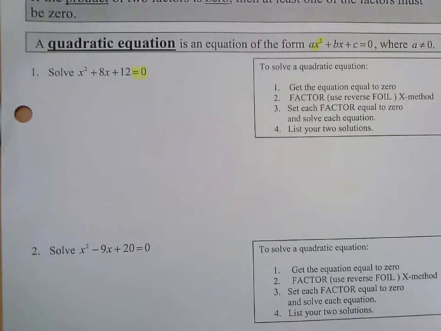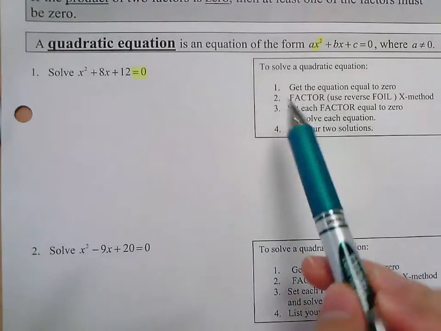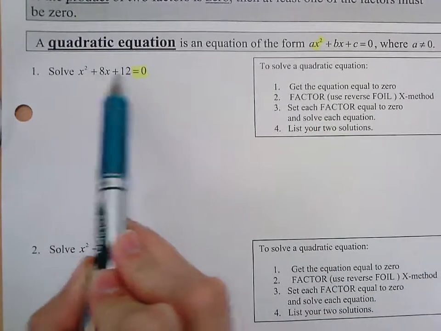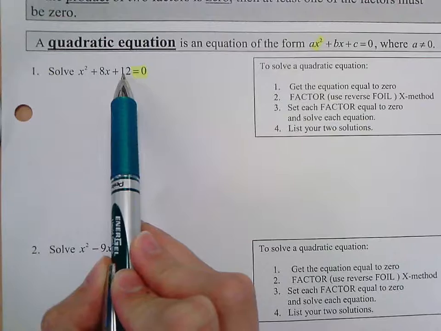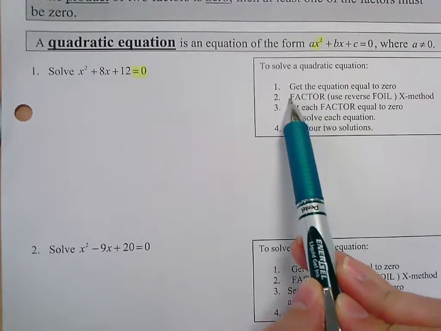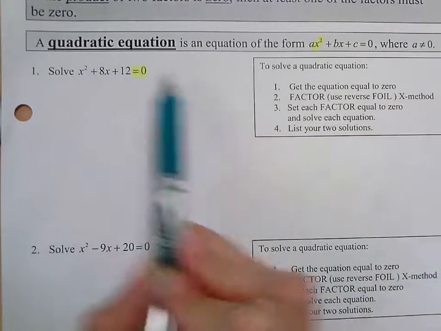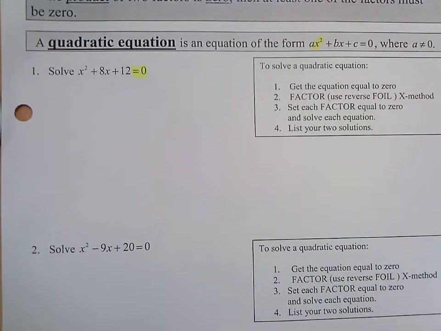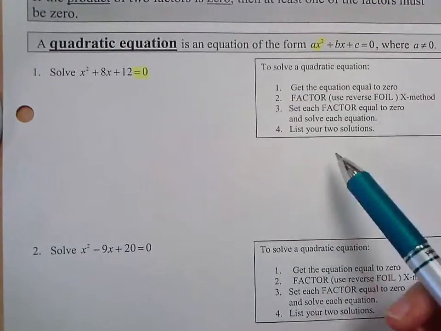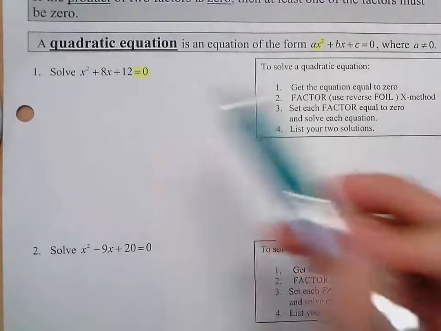Step 2 is to then factor the other side. So I have to factor the x squared plus 8x plus 12. Our method of factoring in here is using the reverse FOIL, so that x method, the x box method. So I'm going to do that down here just so my work for solving can be over here.